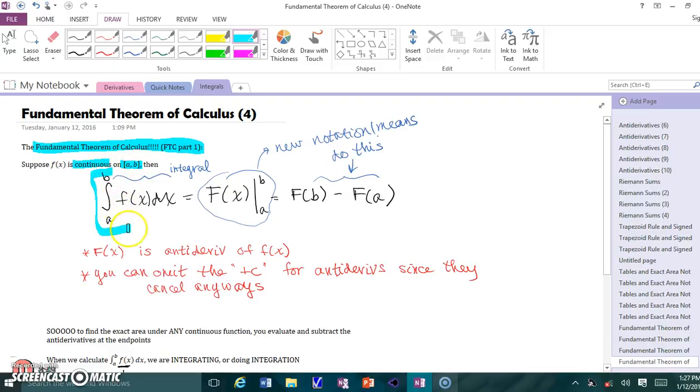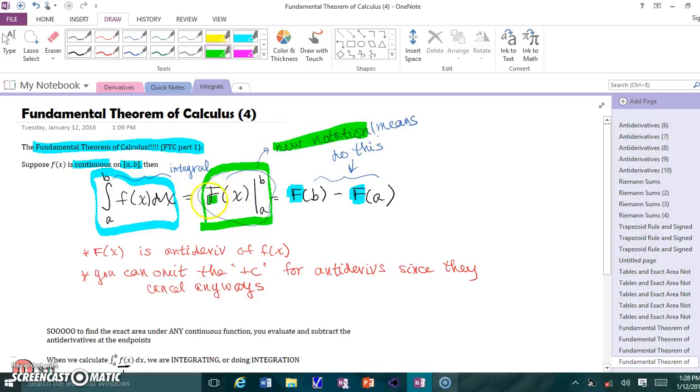This right here, to find the exact signed area under the curve, we take the antiderivative, we evaluate it at the endpoints, and we subtract, just like in the prior two examples. Now this right here is brand new notation. Calculus has a lot of new notation you're learning.